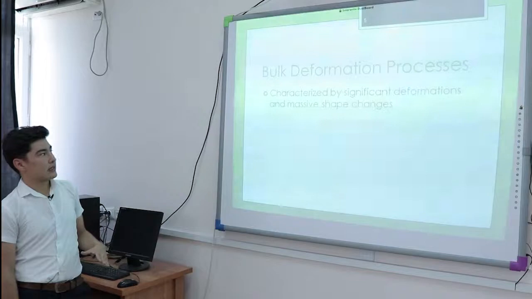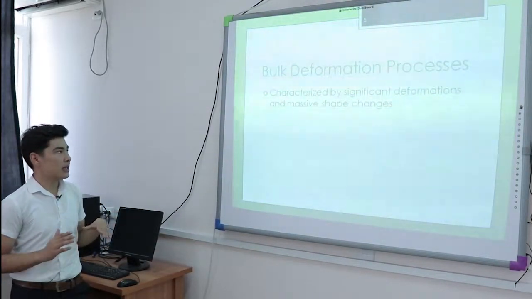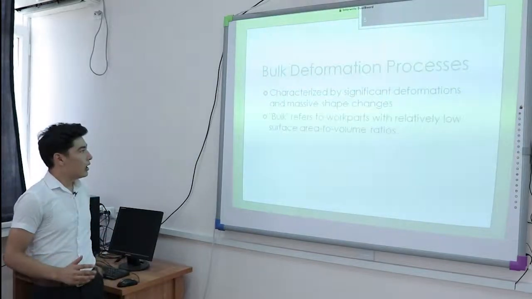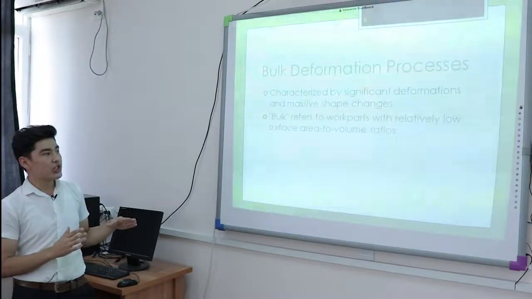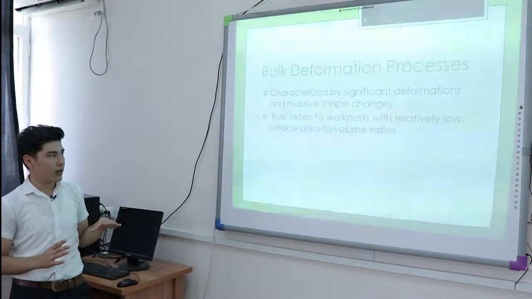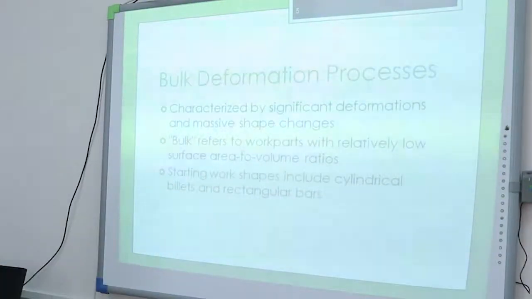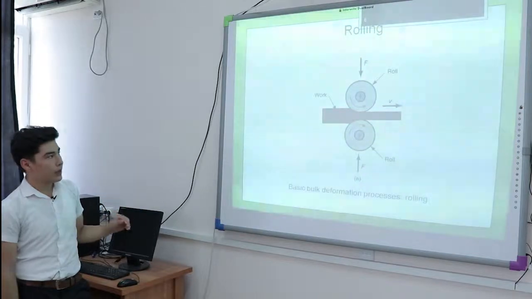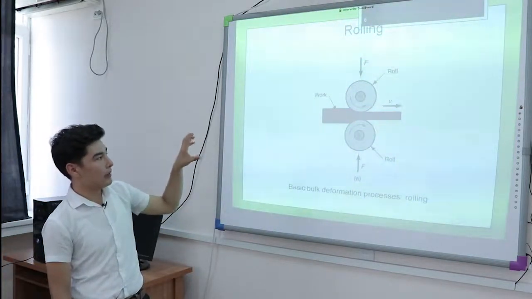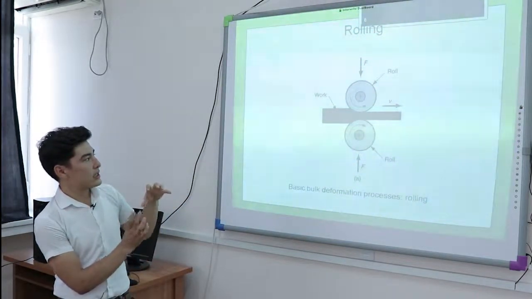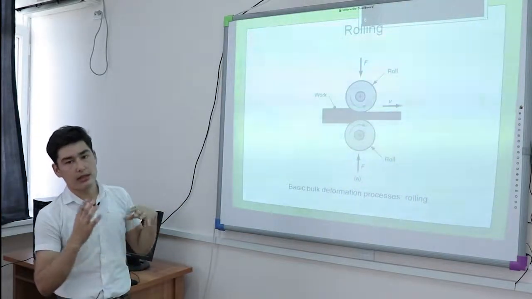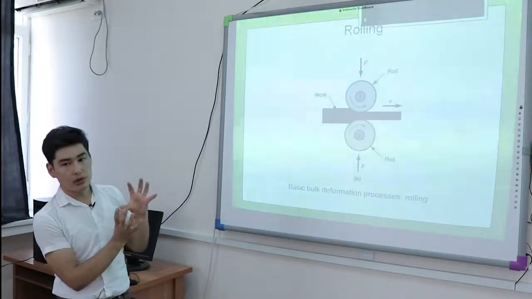Bulk deformation processes are characterized by significant deformations and massive shape changes. The word bulk refers to work parts with relatively low surface area to volume ratios. Starting work shapes include cylindrical billets and rectangular bars. Rolling process: in the rolling process, there are 2 cylindrical rolls, and the work undergoes deformation. The rolls force the work, and the work takes the shape of the rolls.